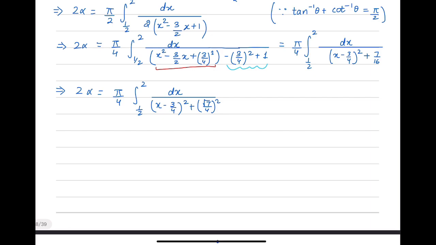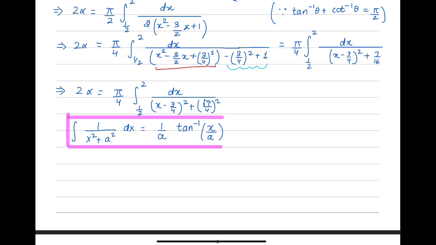All right. Now, this is the standard form, integral of tan inverse, right? Because we know that integral 1 over x square plus a square is nothing but 1 by a times tan inverse x by a. So if I use this fact here, what do we have for a? a is just root 7 by 4. And instead of x, we have x minus 3 by 4, right? So instead of x in the formula, I have x minus 3 by 4, and root 7 by 4 will come in place of a, right?